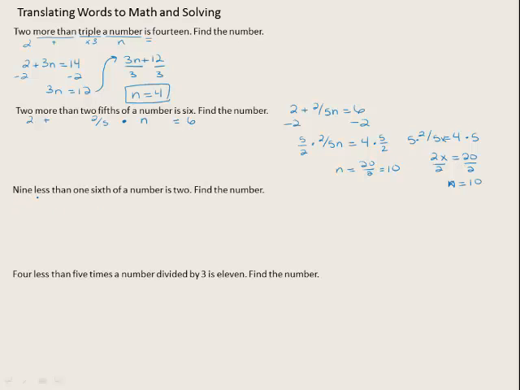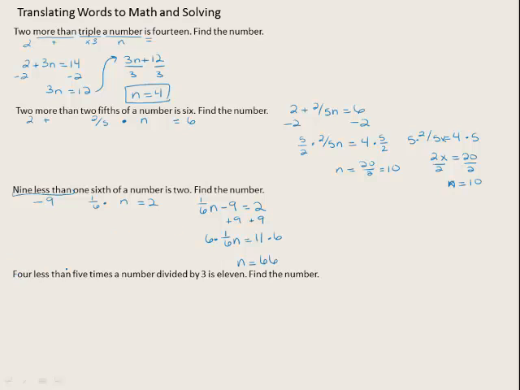On this type, 9 less than 1/6 of a number. Now, 9 less than does not mean 9 minus. This is 9 less than. If we had $9 less than you, you would take what you had and you would subtract 9. So whenever you see this, you're going to do minus that number. 1/6 of a number is 2. So to rework that, it would be 1/6 n minus 9 equals 2. Add 9 to both sides, and you'll get 1/6 n is equal to 11. Multiply both sides by 6, and you get that n is equal to 66.